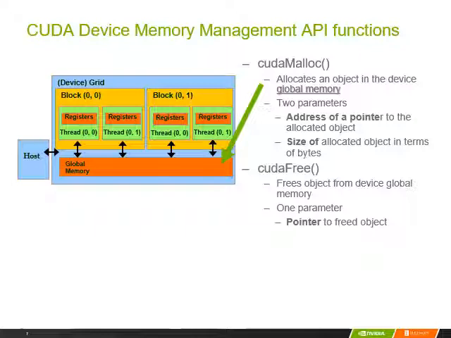The reason why cudaMalloc takes the address of the pointer as one of the parameters is that all the CUDA API functions return an error code, whereas in C, not all these functions return an error code. The second memory management API function is cudaFree. This is similar to the C free function. It frees the object from device global memory, and it takes one parameter, which is the pointer to the freed object.